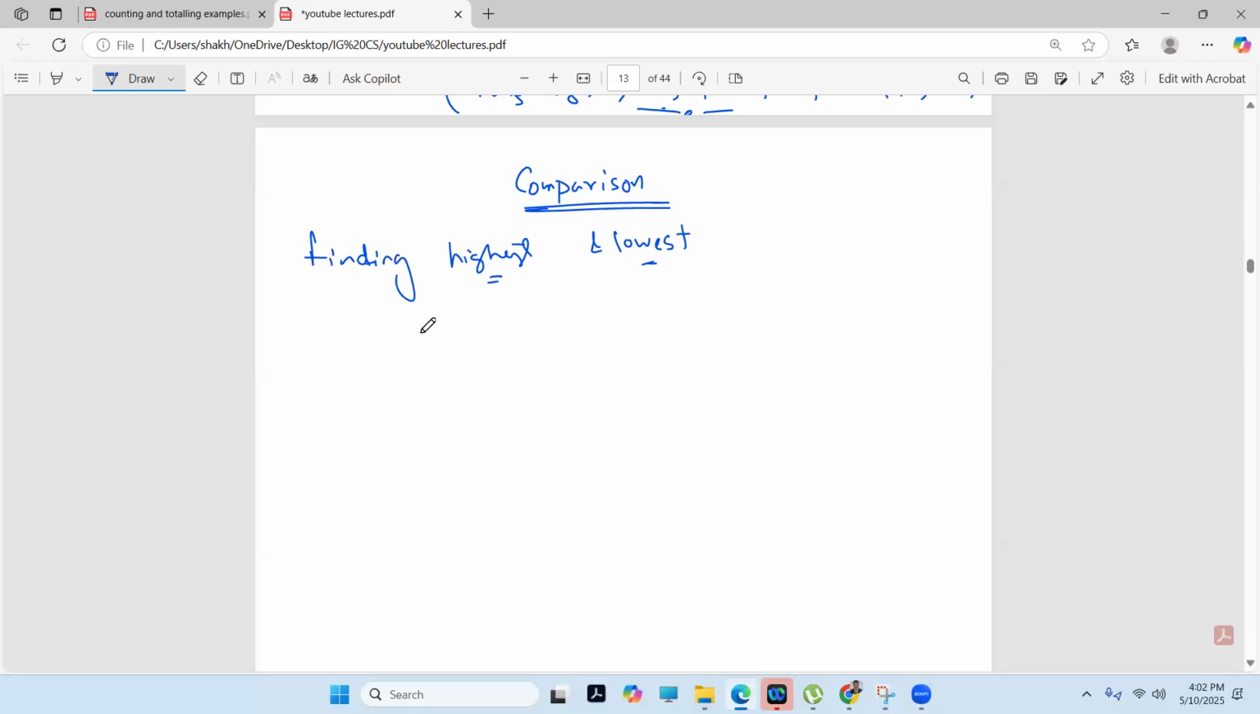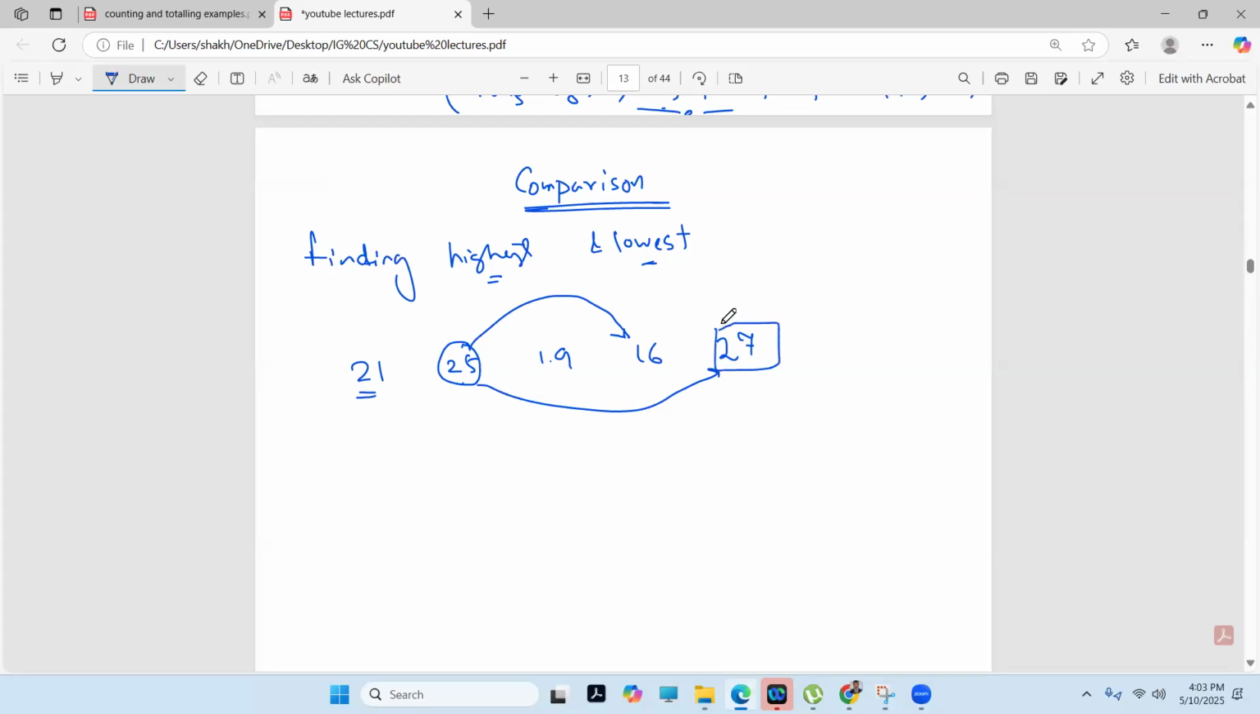What does it mean by highest? For example, you have 5 days temperature: 21, 25, 19, 16, 27. You need to find the highest temperature and the lowest temperature. Initially we'll think that the highest temperature is 21, for example. So 21 will compare with 25, so 25 is the highest. 25 will compare with 19, so 25 is still the highest. 25 will compare with 16, 25 is highest. 25 will compare with 27, so 27 is the highest.